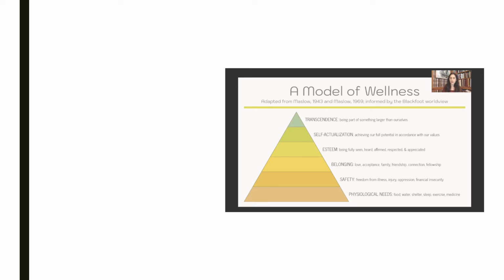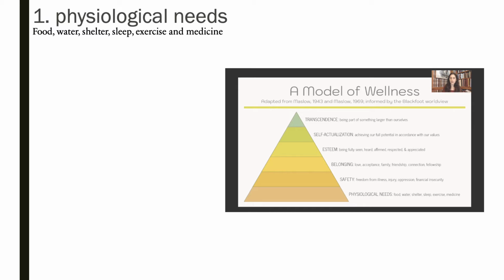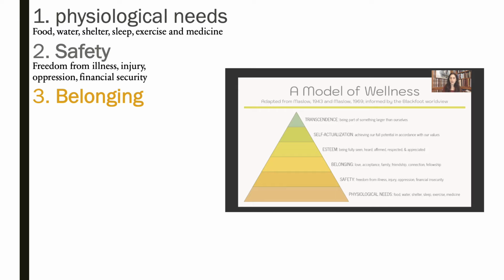In this first slide, you will see the model of a wellness triangle Lauren had adopted from Maslow's hierarchy of needs. She breaks them down into the following. 1. Physiological needs: food, water, shelter, sleep, exercise, and medicine. 2. Safety: freedom from illness, injury, oppression, financial security. 3. Belonging: love, acceptance, family, friendship, connection, and fellowship.